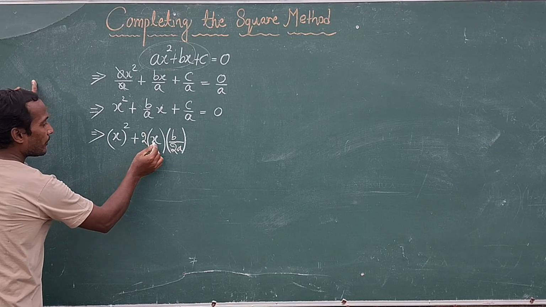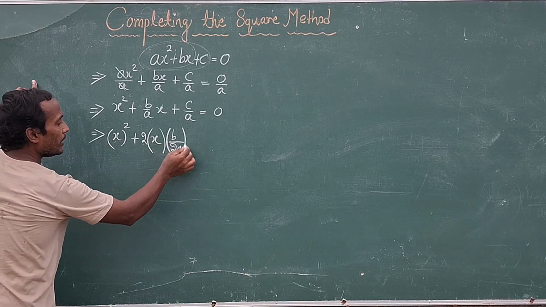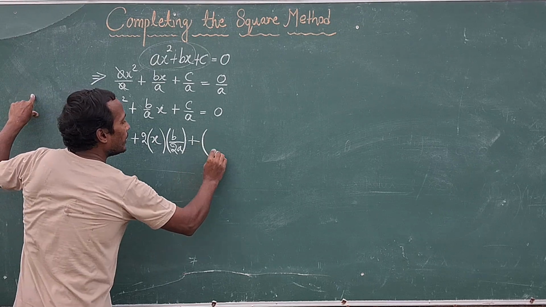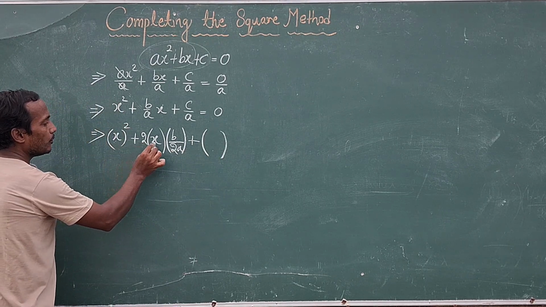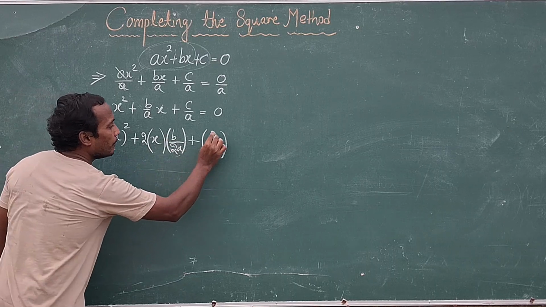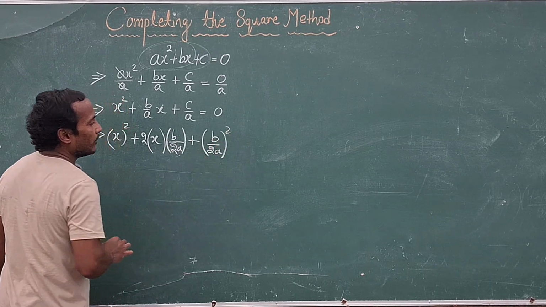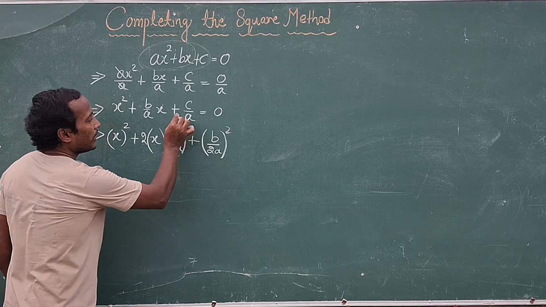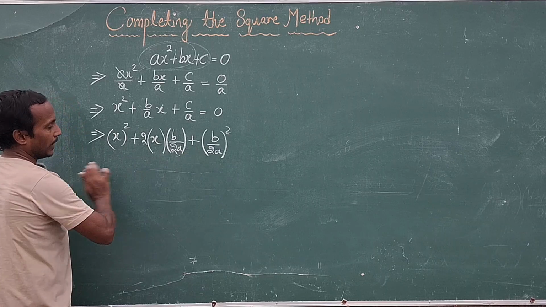So 2x is playing the role of a, and this is b, 2ab. So plus, I am going to write now b square. Look at this, a square plus 2ab plus b square. So this is b, b by 2a is b. I wrote the square of this. I added b by 2a whole square. This was not there in the previous step. I have taken it to make a square.